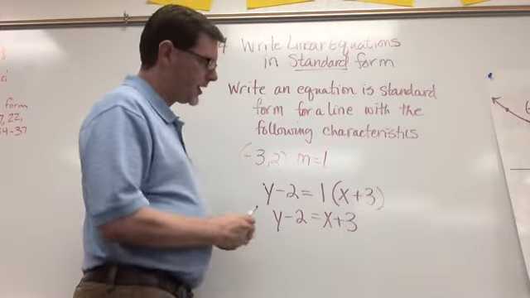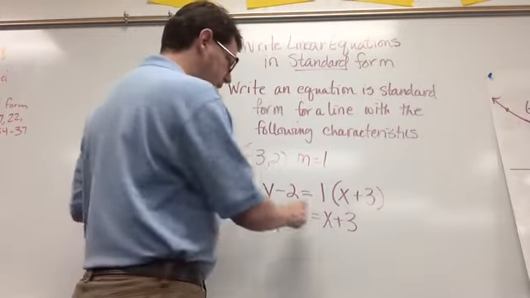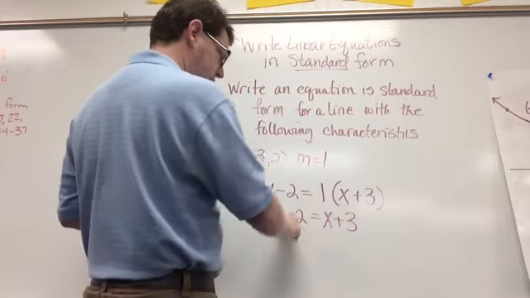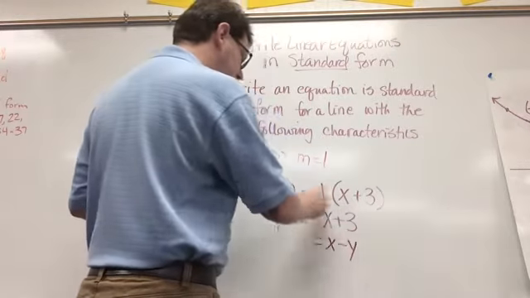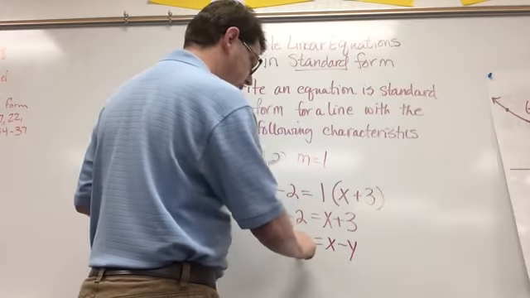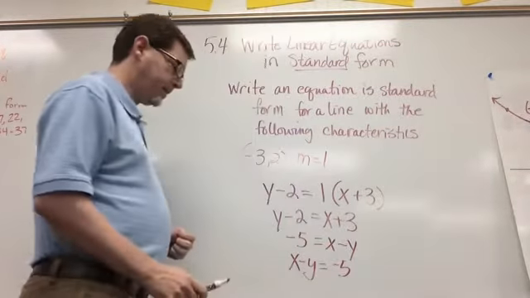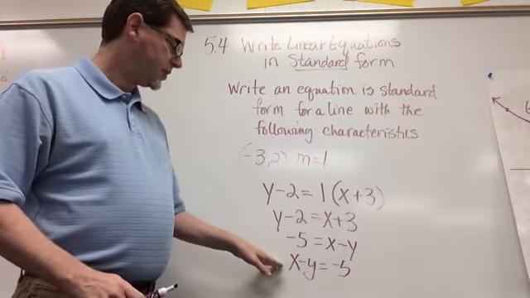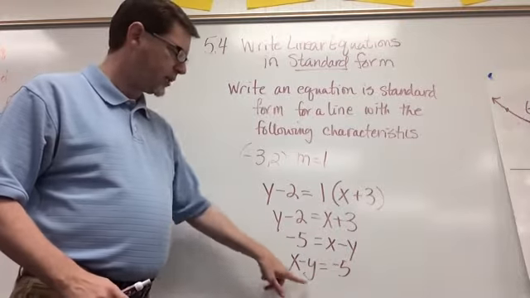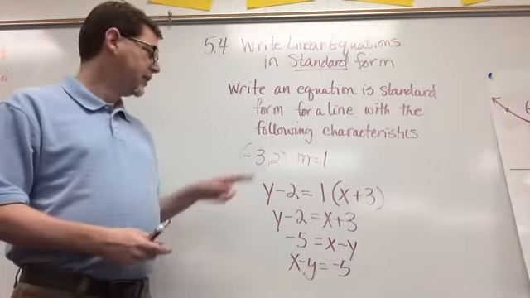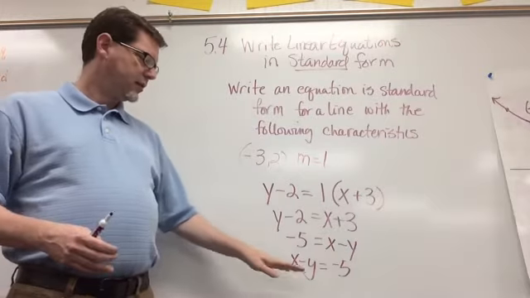And I really like my x being positive, so I'm going to leave that there. So I'm going to move the y over to the other side, and I'm going to move the 3 to this side. So that's going to be x minus y equals -5. Notice that the coefficients of x and y are integers, and I have no fractions, and x and y are on the same side. So that is the equation of the line that passes through (-3, 2) with a slope of 1. And it's in standard form.